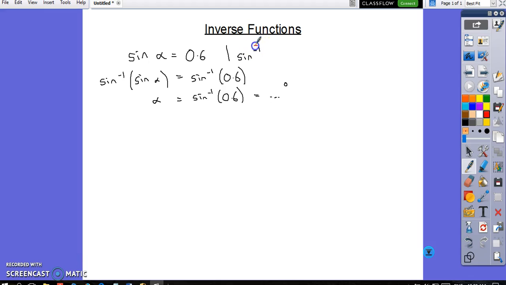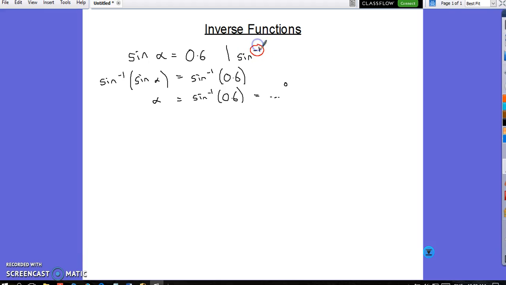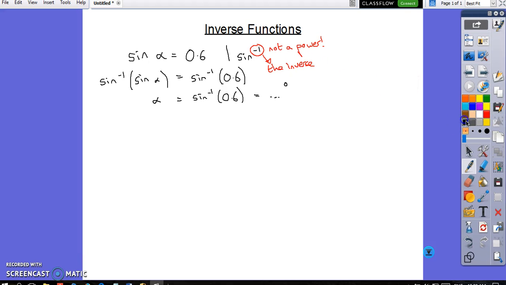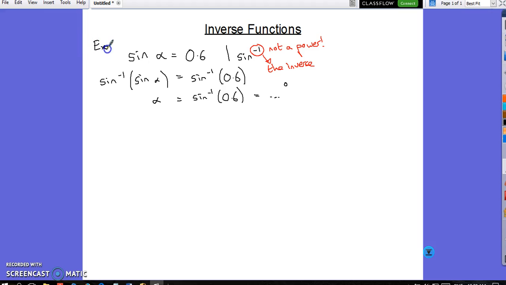And the important thing to note is this negative one here. You shouldn't think of this as a power. It's more just the inverse. So, this was just a little warm-up, a little example. Let's generalize this concept then for more functions.